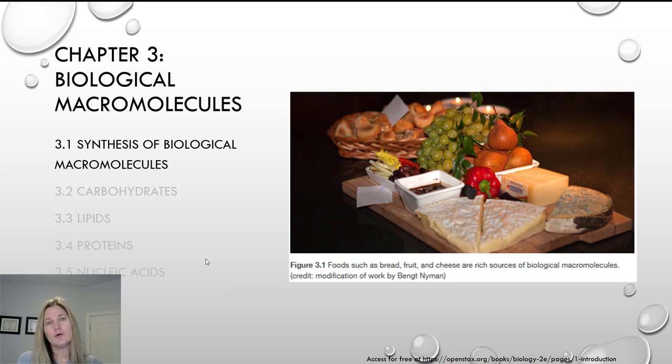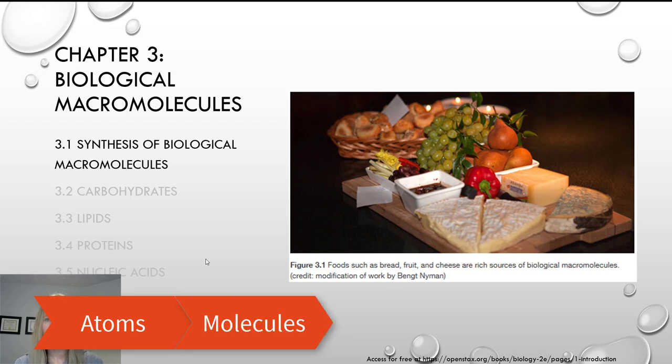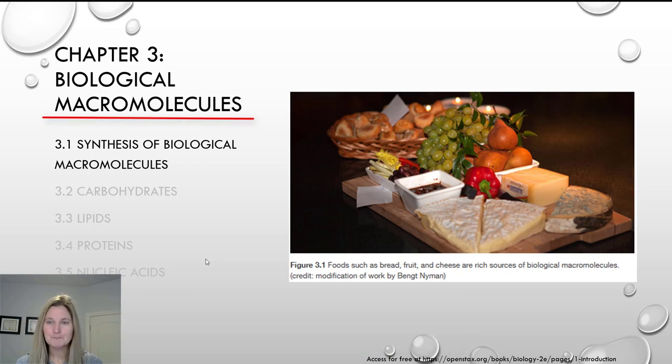So Chapter 3 goes into biological macromolecules. In the past 2 chapters, we have been looking at the biological hierarchy of life, starting with the smallest component, the atom, and then atoms making up molecules, molecules making up macromolecules, and so forth. So we're going to concentrate on macromolecules in Chapter 3. And these are the building blocks of your body.